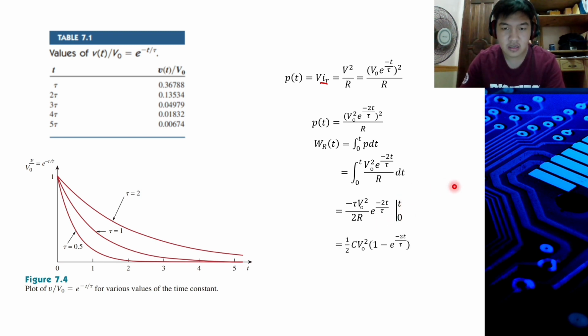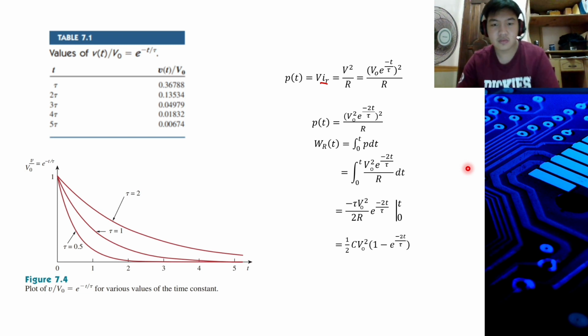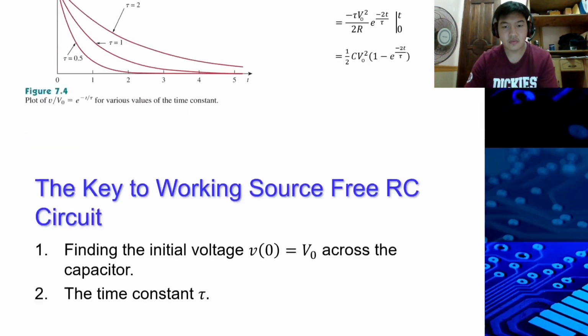Or just if we apply the energy, so 1/2 C V naught squared, times 1 minus e raised to negative 2t over tau. So this is our power dissipated.